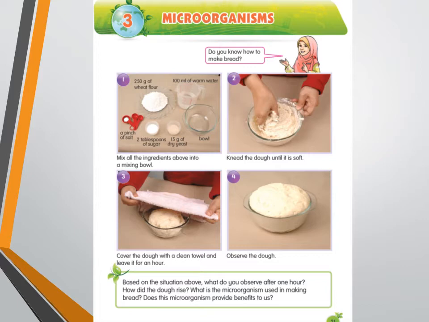250 grams of wheat flour, 100 milliliters of warm water, a bowl, 15 grams of dry yeast, 2 tablespoons of sugar, a pinch of salt. Step number 1. Mix all the ingredients above into a mixing bowl.